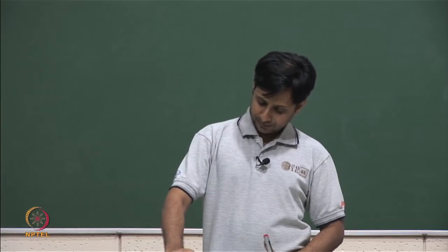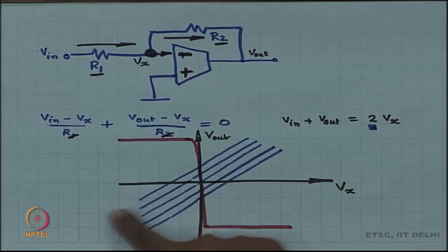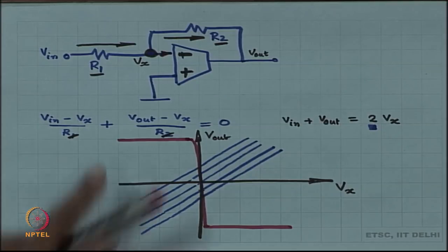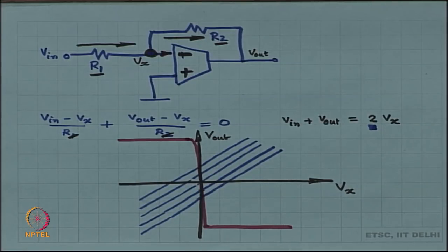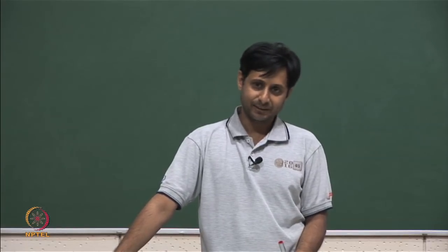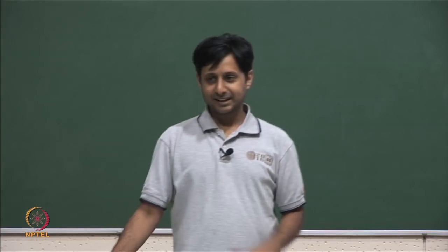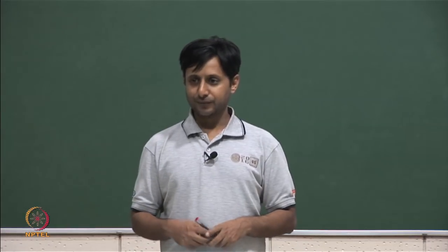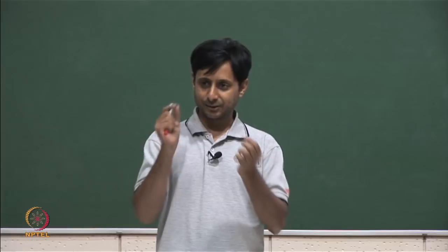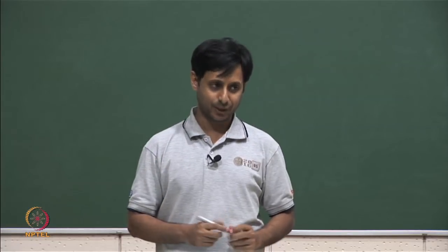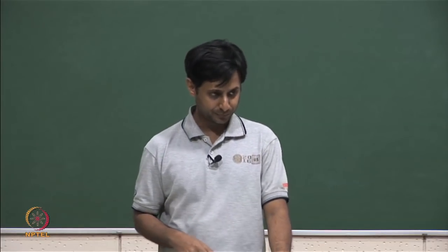So, you have got these blue lines because of Kirchhoff, the red curve is because of the device. The circuit has to obey both the blue as well as the red. What is that going to imply? That the output voltage V out is going to operate at the point of intersection of the two curves, right.